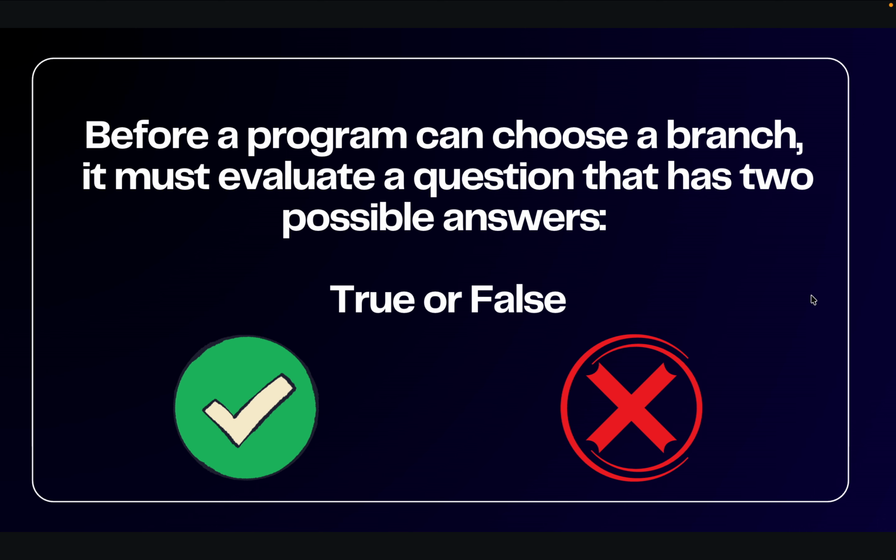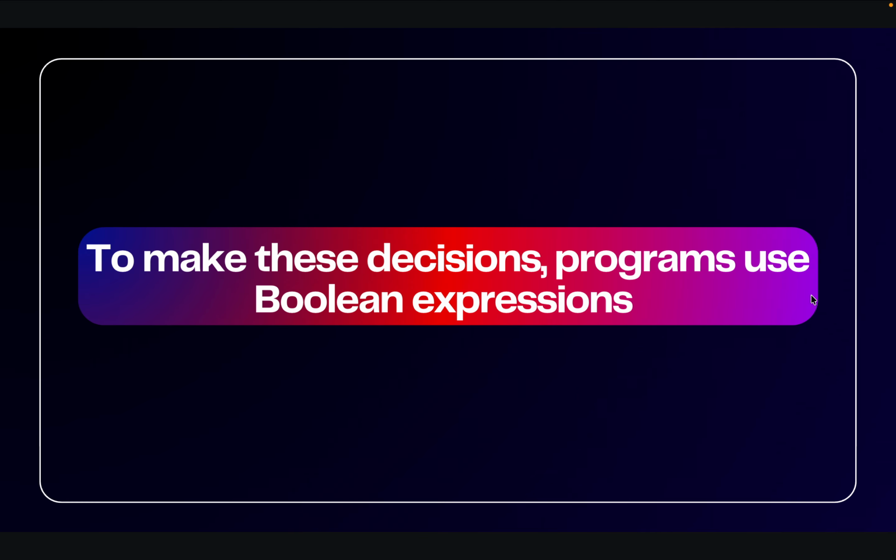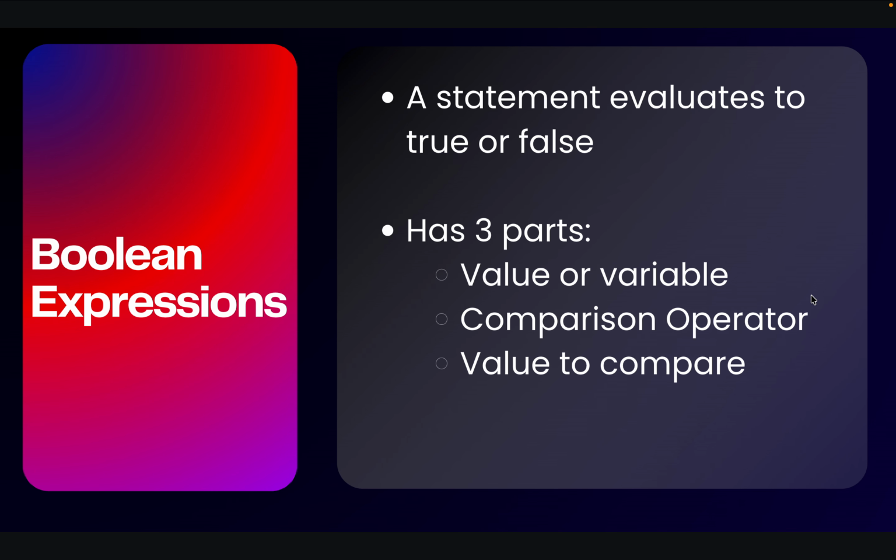So before you can actually choose a branch in your program, you must evaluate a question that basically has two possible answers. So that would be true or false. And to make these decisions, your program is going to use something called Boolean expressions. Boolean expressions are basically a statement that will either be true or false. Hence the fact it is named Boolean expressions, because Boolean represents true or false.